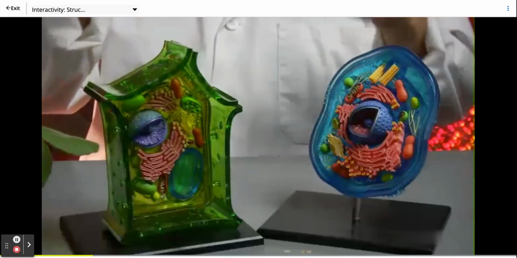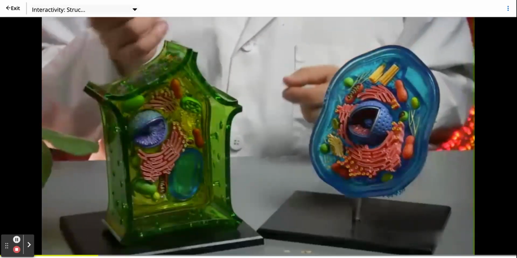This is a model of a typical plant cell, and this is an animal cell. They look different, but it turns out these cells have a lot in common. Plants can accomplish something that animals can't. They can make their own food during photosynthesis. Photo, as in light, and synthesis, as in build. Translation: plants build their own food when sunlight is present.